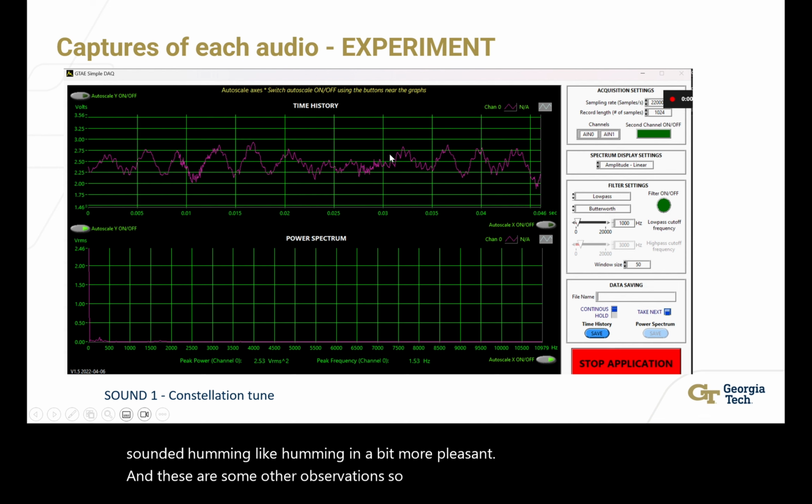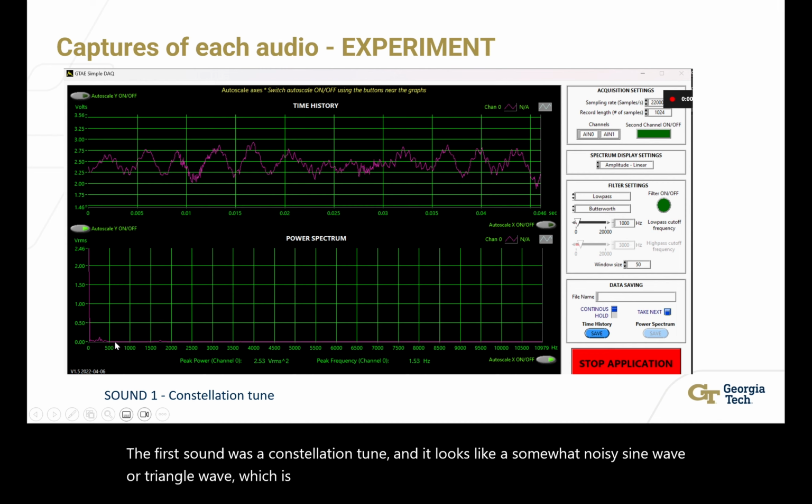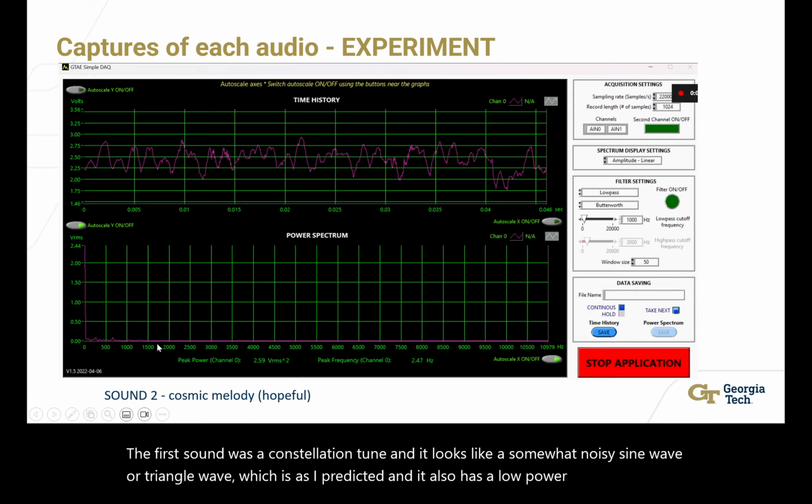So these are the captures of the actual experimental audio. So the first sound was a constellation tune, and it looks like a somewhat noisy sine wave or triangle wave, which is as I predicted. And it also has a low power spectrum range with a little bump right here.